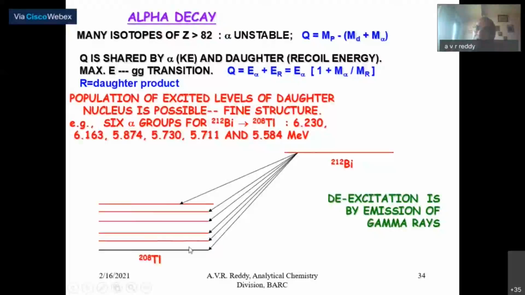Therefore, one sees a fine structure in the measured alpha spectrum, which helps in arriving at the structure of the daughter product 208 thallium. And these states de-excite essentially by emitting gamma radiations, and these gamma rays are labeled as the gamma rays of the parent nucleus, not the daughter.